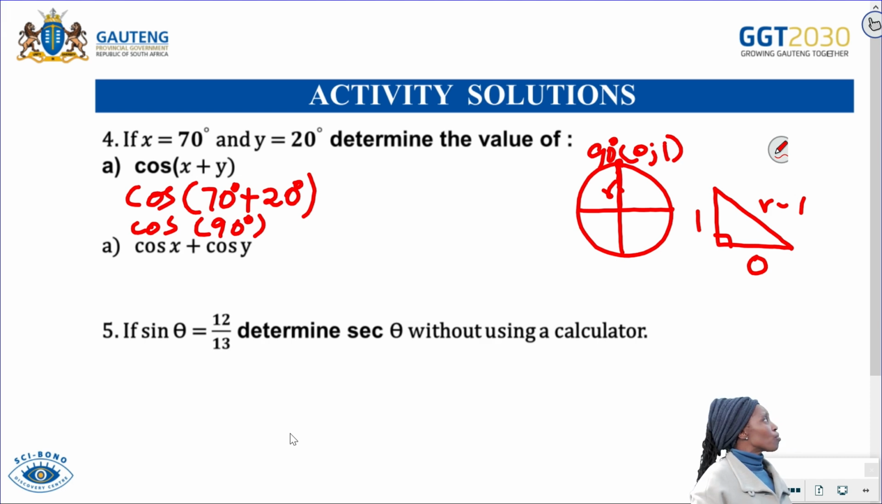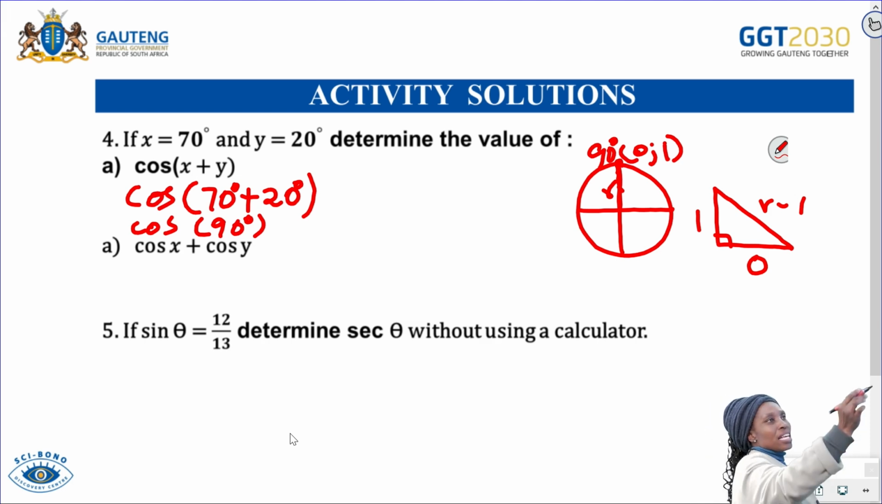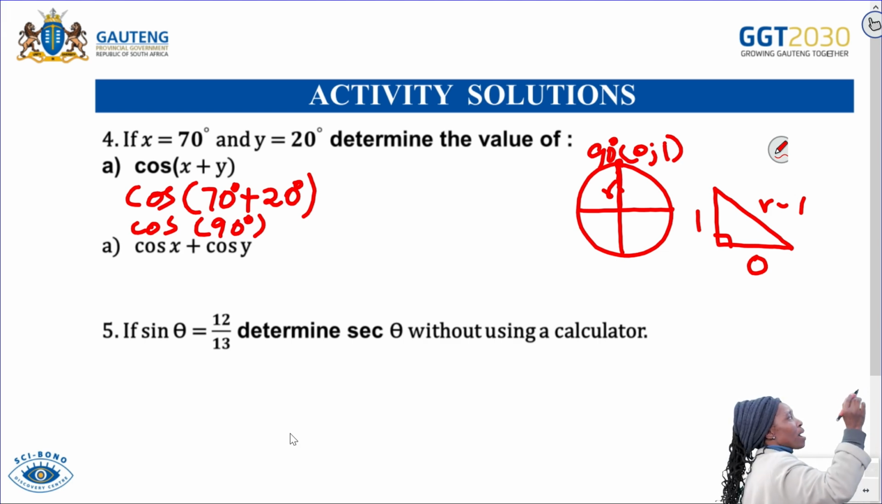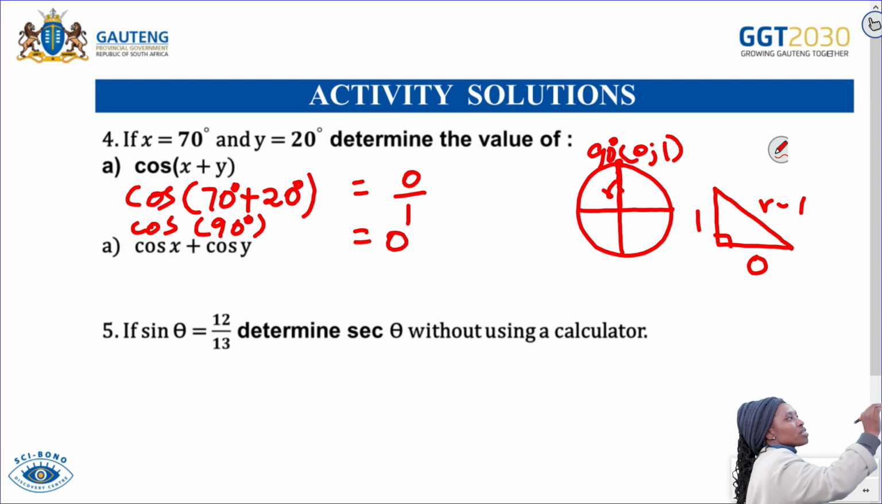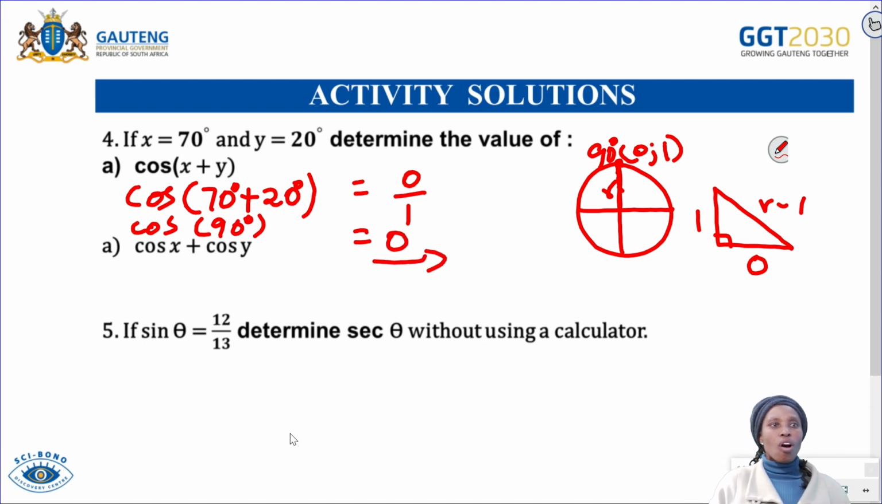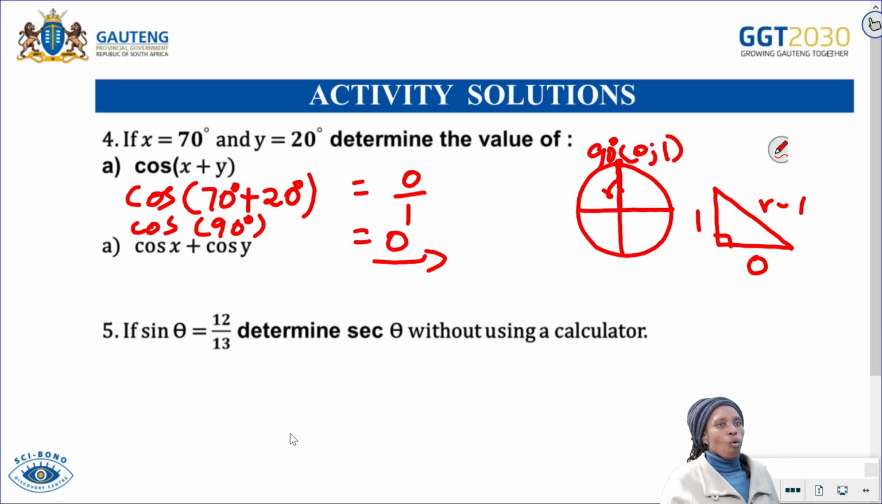So when I'm looking for cos 90, I know cos is adjacent over hypotenuse. So my cos 90 is going to be 0 over 1, which is equal to 0. If you get 0 out of any value, your answer is still 0. So with the aid of special angles, I am able to find my value for cos 90, which is equal to 0.